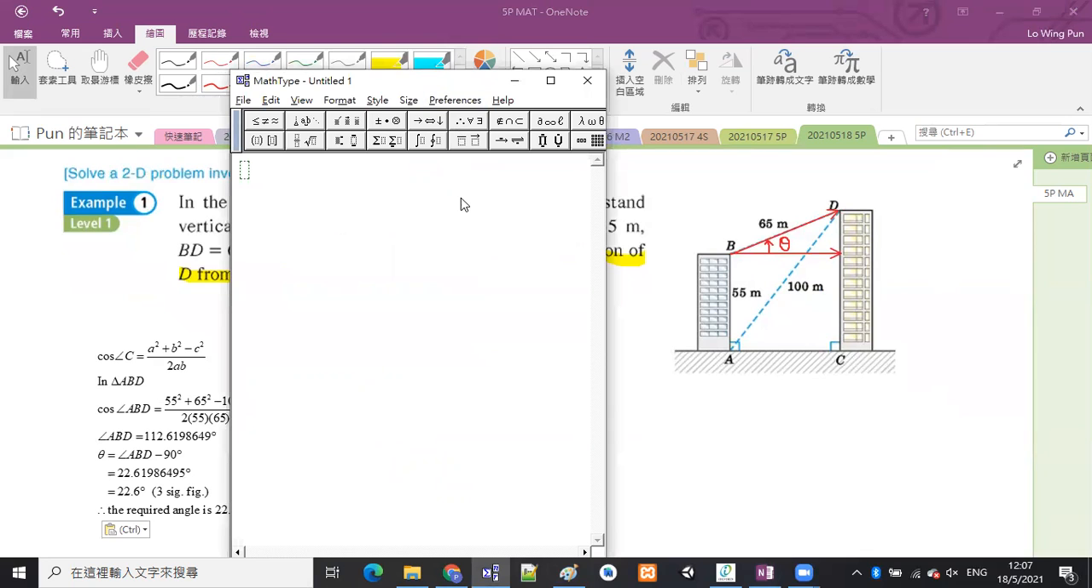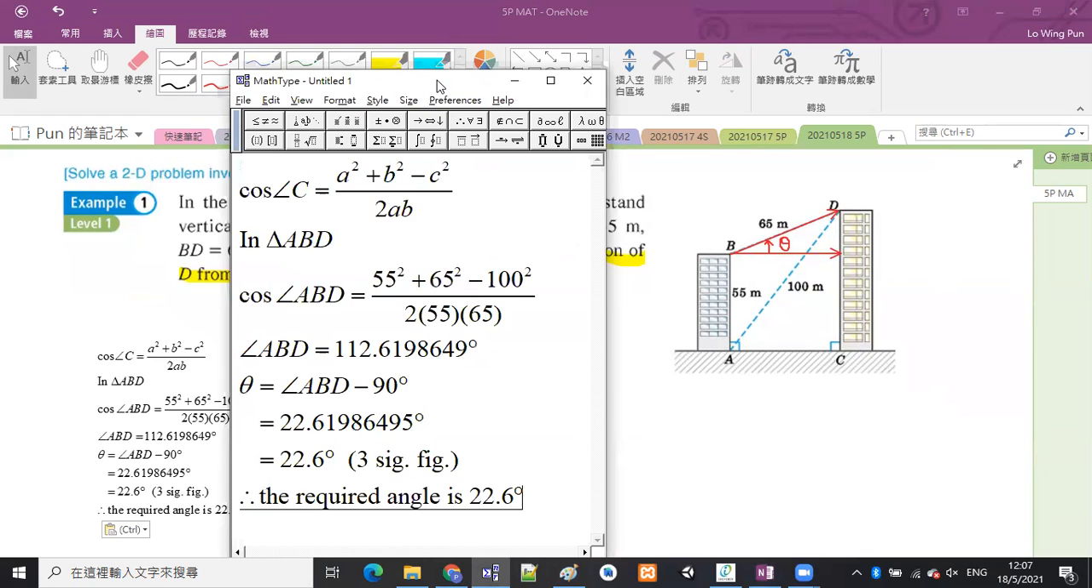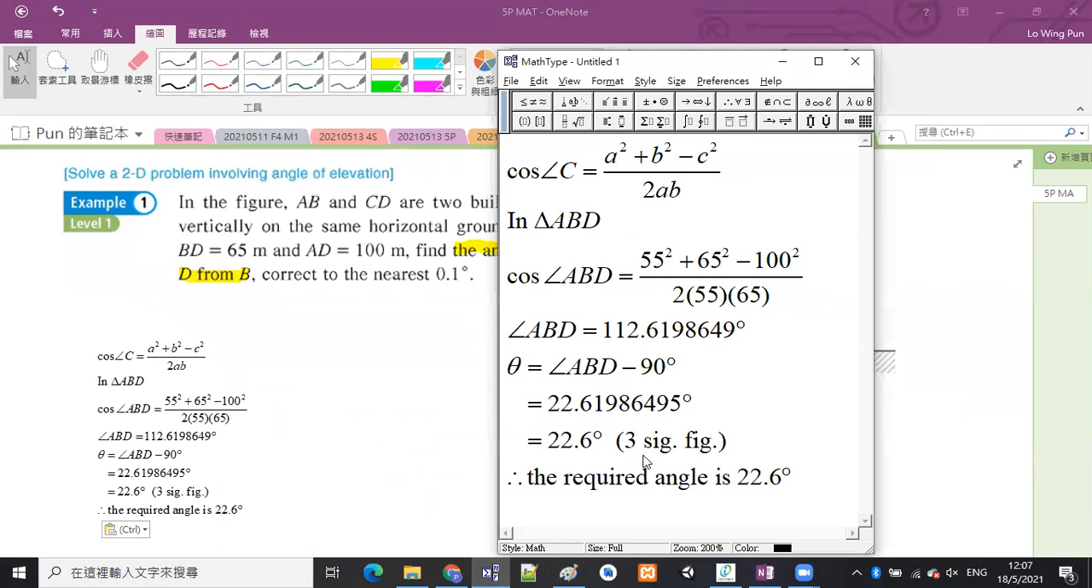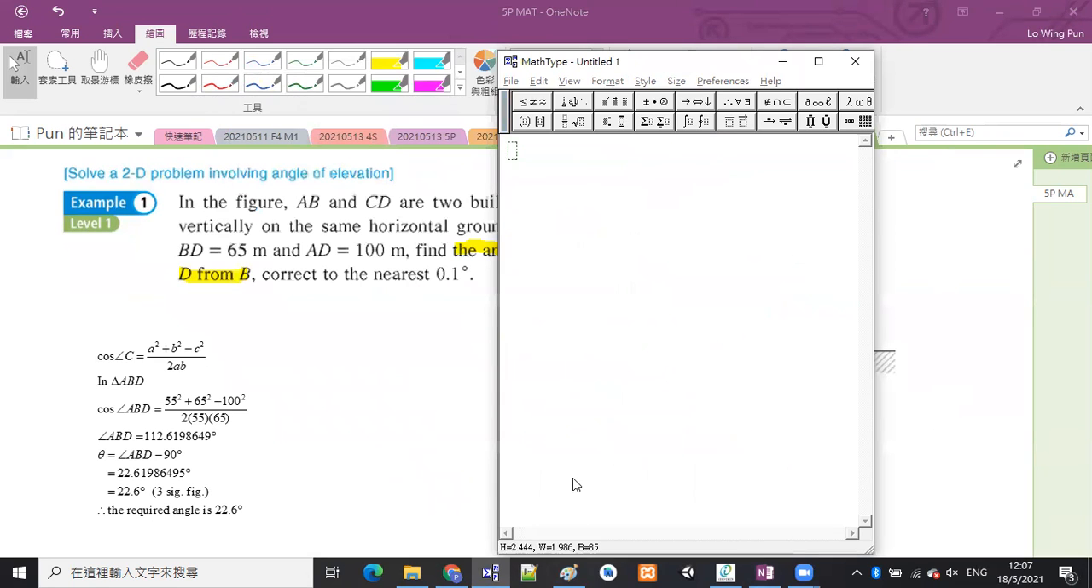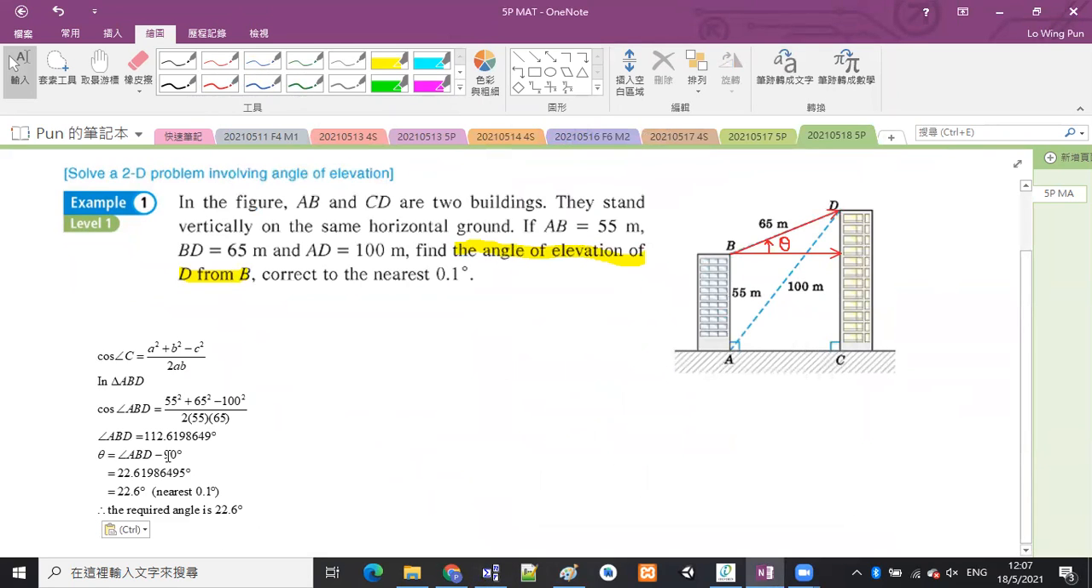Wait, it's not 3SF. Sorry, should be 1 dp, 0.1 degrees. But that is the same answer. Okay, should be nearest 0.1 degree, like this. Still the same answer, right? Okay.